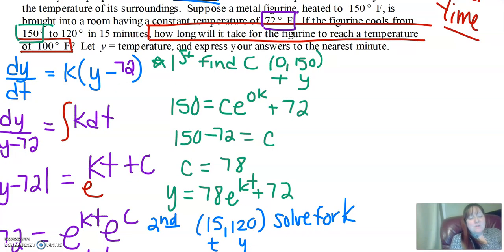We've done all the legwork so that we can get to this place where we have an equation that if I put in a time, I get out a temperature. So I have 78 e to the, and we're just going to put k in there, kt plus 72. This is our equation. We've solved for c, we've solved for k. Now, if I put in a time, it will spit out a temperature.